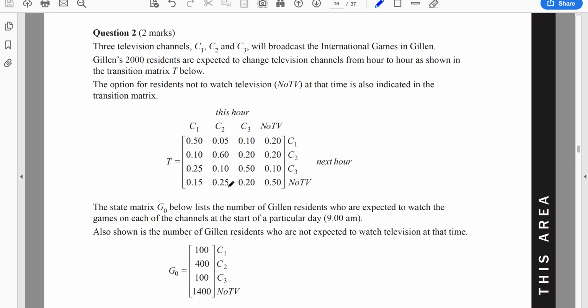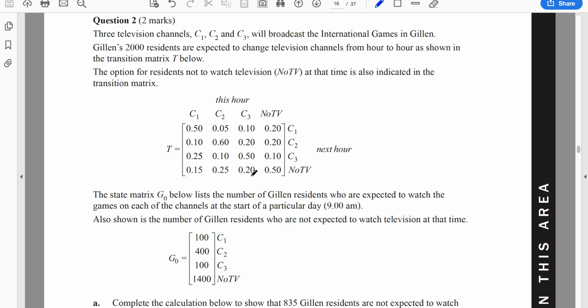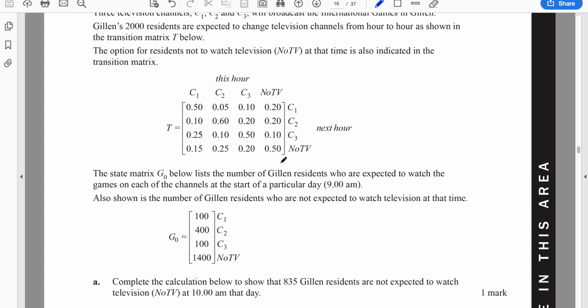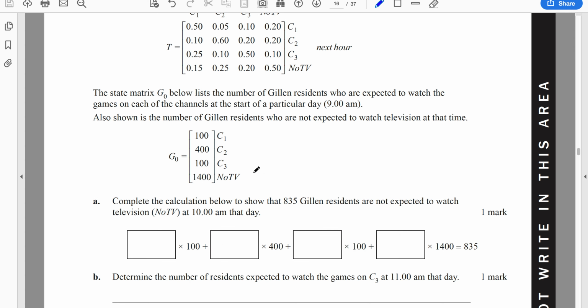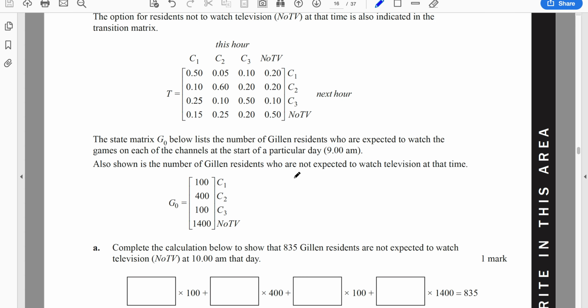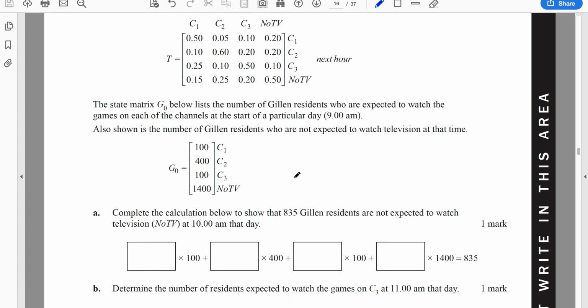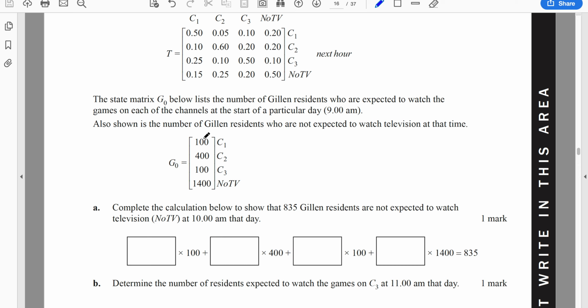We've got this massive transition matrix here. So my first suggestion for you would be, after reading the question obviously, to get that matrix into your calculator because we are going to be using it further down here. So I've done that already. I'll use it shortly. The next thing that we've got is a state matrix. So it's all to do with residents watching different channels. And that too I would also store into my calculator.